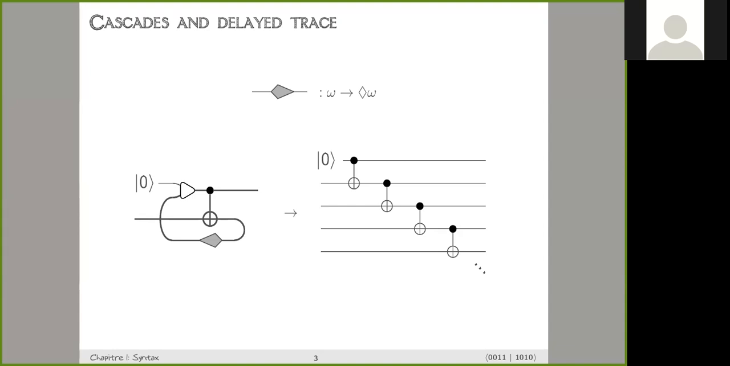So if you unfold this diagram, you obtain what we have on the right here. This is a cascade of CNOT. So you see forever, you always use the previously computed qubits to control the next one. Okay, so this is for the kind of things we can do, what the graphical language looks like.